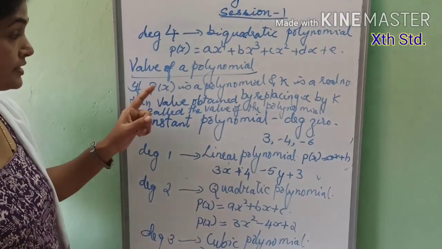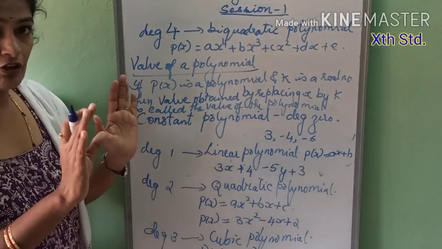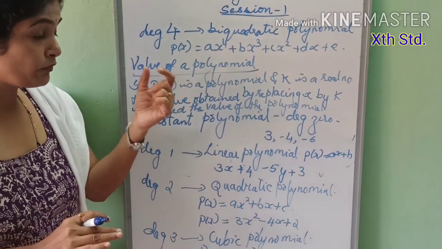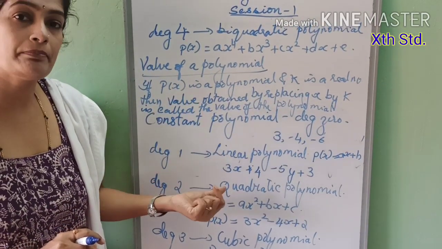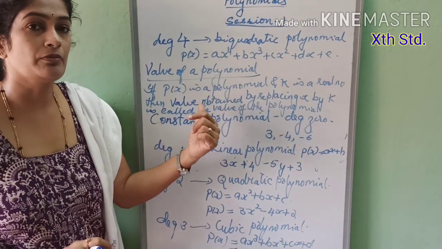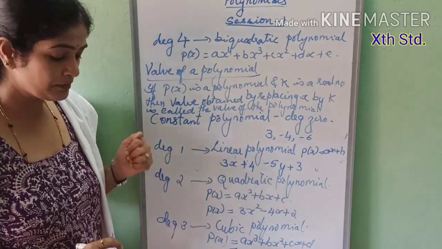I'll repeat it, just see. Value of a polynomial means if P of x is a polynomial and k is any real number, if the value which is obtained by replacing x by k in that polynomial, then that value what you are getting is known as the value of the polynomial.